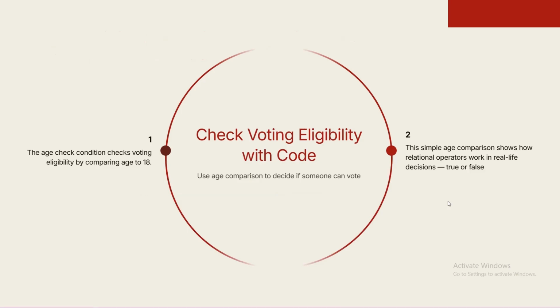So guys, in this slide, we are checking voting eligibility with code. That means we are looking at a real-time example of vote eligibility. As you can see in the first point, the age check condition checks the voting eligibility by comparing age to 18. Let me show you on the anonymous window.